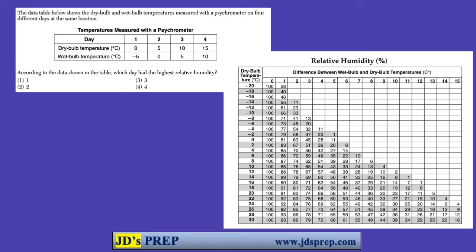All right, so we have a question here asking us about relative humidity. We have a data table that shows the dry bulb and the wet bulb temperatures. And we're being asked, according to this data, which day has the highest relative humidity.